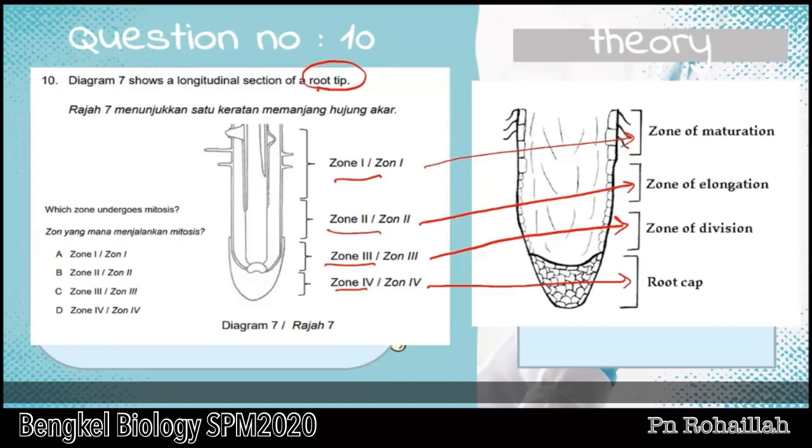Please write it down. And then the question asks which zone undergoes mitosis. Mitosis is division. Isn't it? So the zone that undergoes mitosis is zone 3. So the answer is C. Okay?